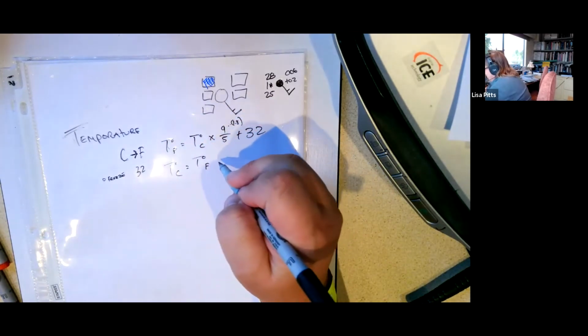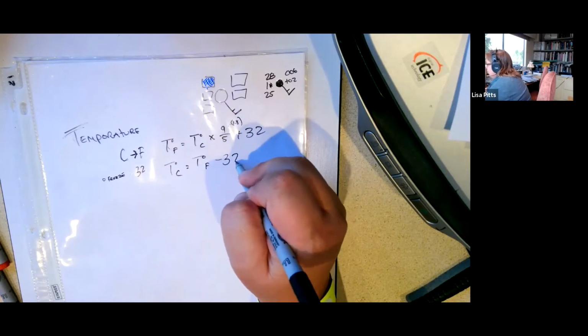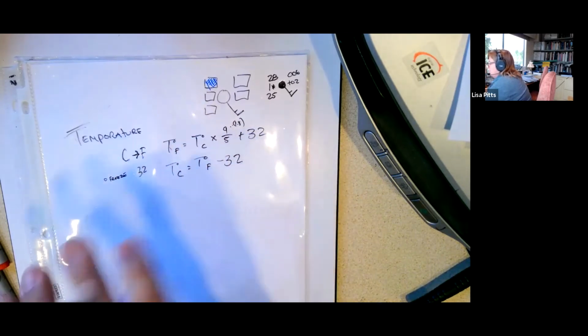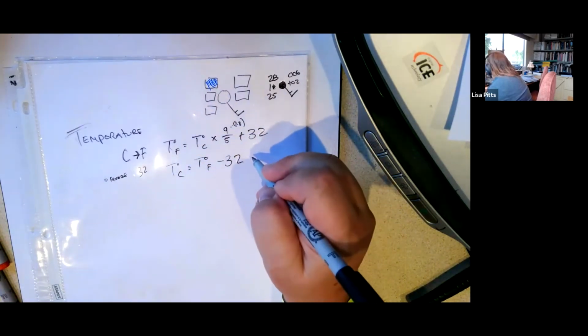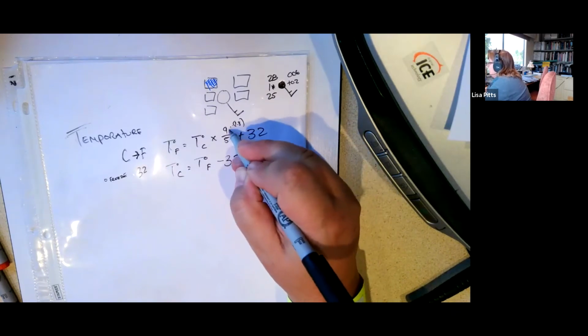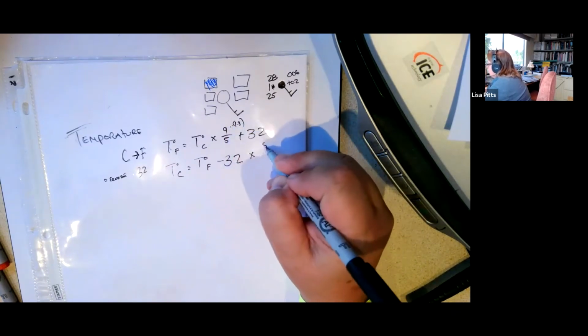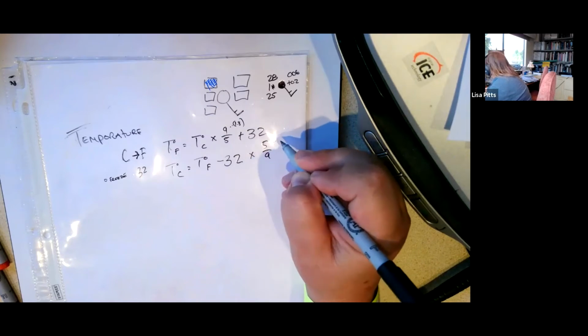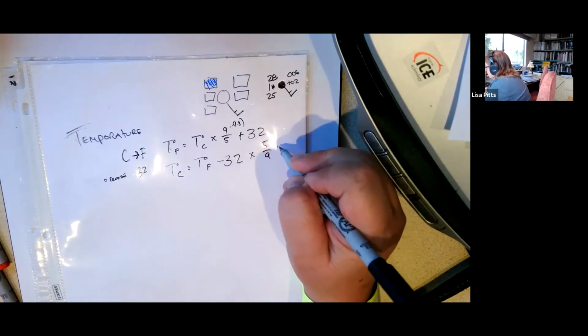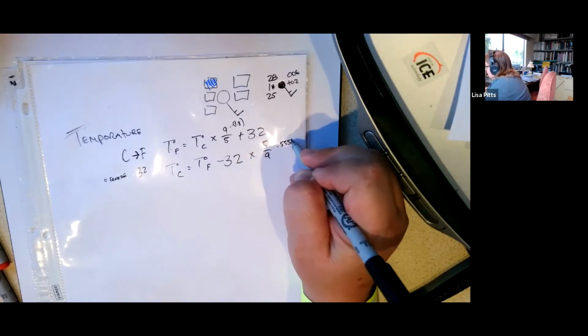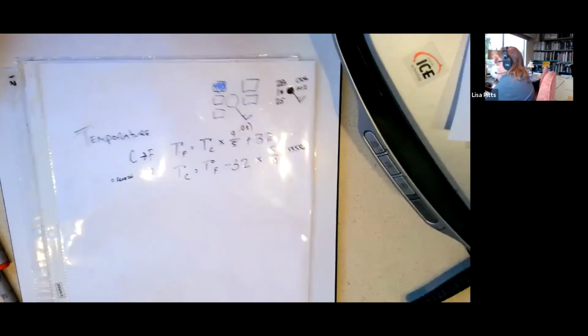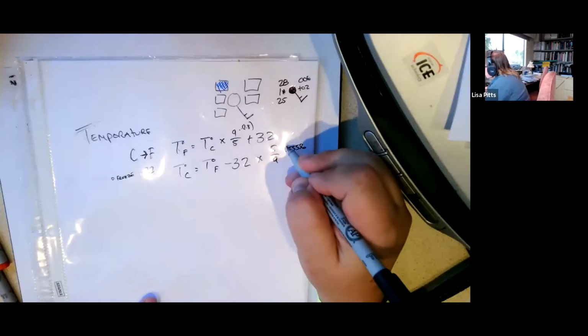So the first thing you have to do is subtract that variable, that 32, and then you're going to multiply that by the inverse of this, which is 5/9, which is also known as a repeating number of 0.555555. So we'll just put a 6 in there in case you wanted to know what that was.